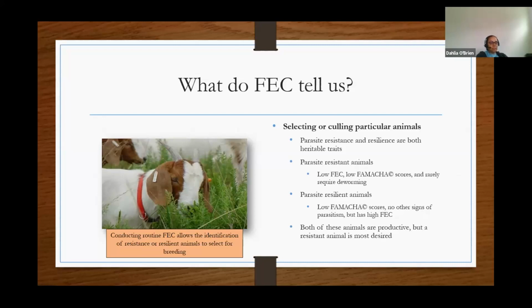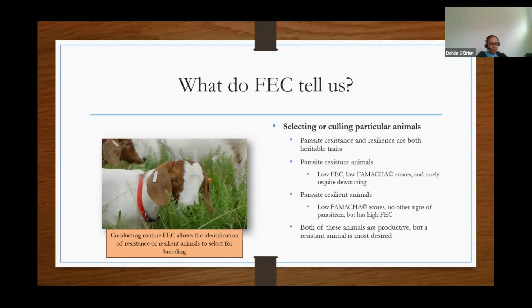They rarely require deworming, and if you take a fecal sample, they also have low fecal egg counts as well. On the other hand, you have parasite resilient animals, and resilient animals will consistently have low FAMACHA scores when you're going through doing your checks. They have no other signs of parasitism. If you're basing deworming simply on that, however, when you do fecal egg counts, then they have a high fecal egg count.